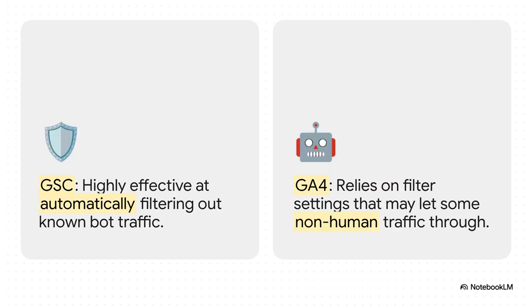And of course, we can't forget about our robot friends. You know, the bots and spiders constantly crawling the web. Because GSC is part of Google's core search system, it is incredibly good at spotting and filtering out clicks from known bots. It just doesn't count them. GA4 has bot filtering too, but you have to make sure it's set up just right. If it's not, some of that non-human traffic can slip past and artificially inflate your user numbers. It's just another layer to the puzzle.